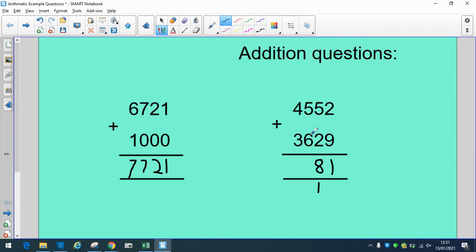500 add 600 would give us 1,100. Okay, again we need to exchange that 1,000 into underneath the thousands column. So we keep our 100 that we've made here, and we exchange and take the 1,000 underneath the 1,000 column. 4,000 add 3,000 add another 1,000 would give us 8,000. So our answer being 8,181. Okay, so that was how I would answer those two questions there.